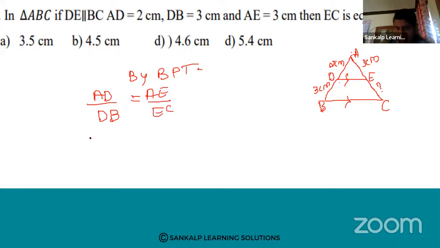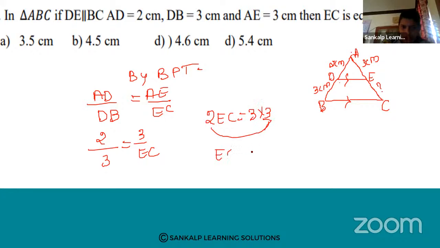Right? So we know the value of AD, that is 2 centimeter. DB is 3 centimeter. AE value is 3 centimeter. EC value we need to find out. So EC, write as it is. Next, transfer this EC to this side and 3 to this side. You will get 2 into EC is equal to 3 into 3. Now transfer this 2 to this side. EC is equal to 3 into 3 divided by 2.